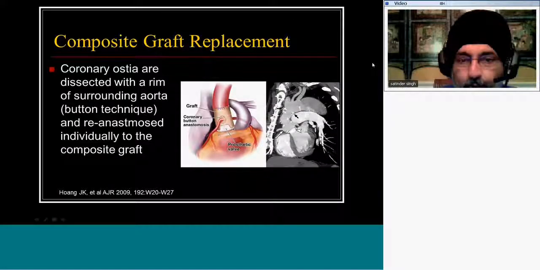The second procedure is the composite graft, where you replace the ascending aorta along with the aortic valve. For this procedure, the coronary arteries have to be re-implanted. What you do is you dissect the coronary arteries with the rim of the native aorta around it. It's called a button technique, and then re-anastomose onto the composite graft. By the way, these pictures are taken from a few articles from RadioGraphics and AJR, as shown here.